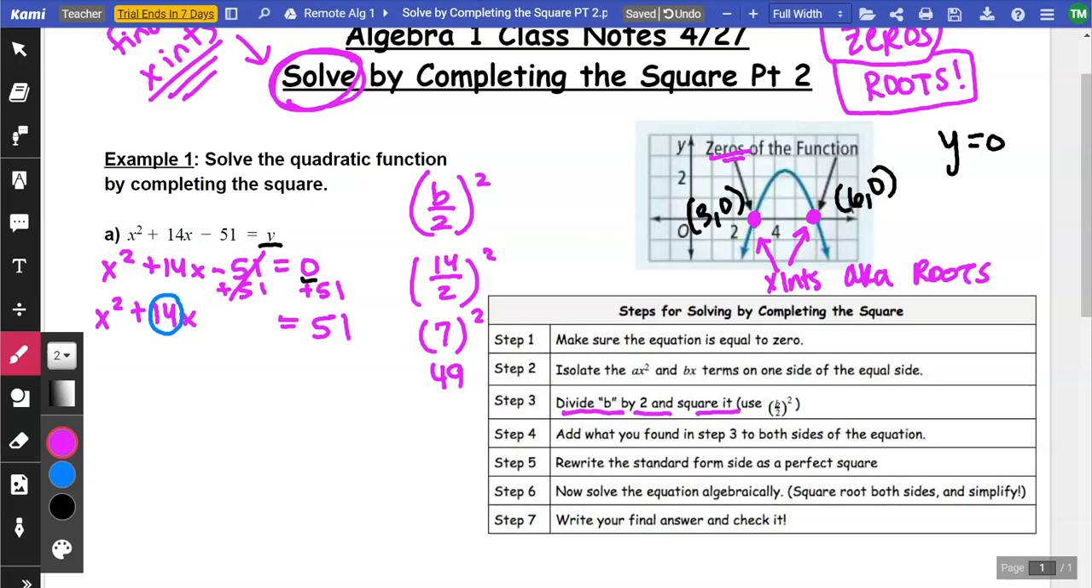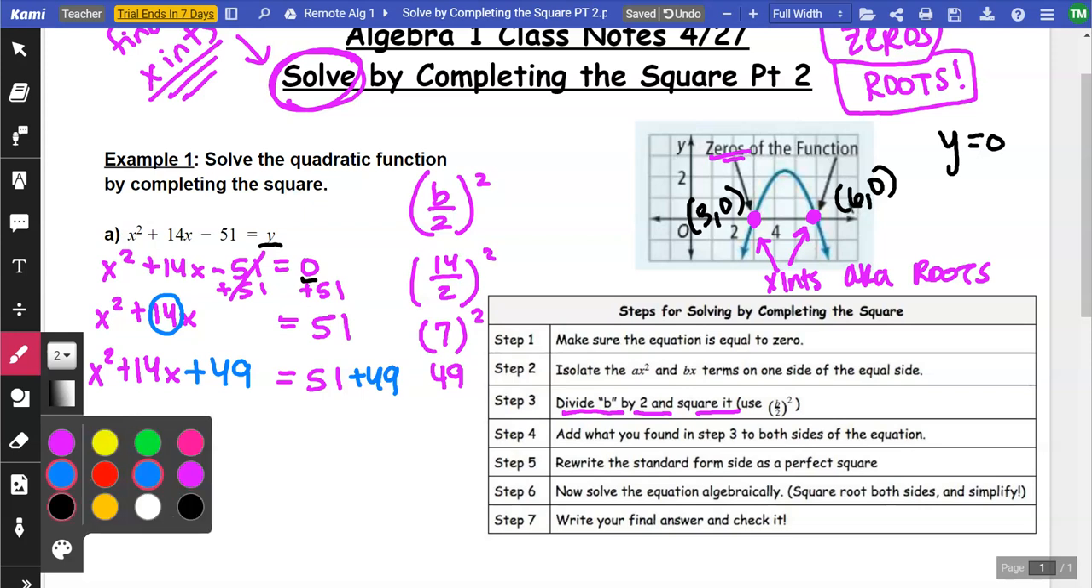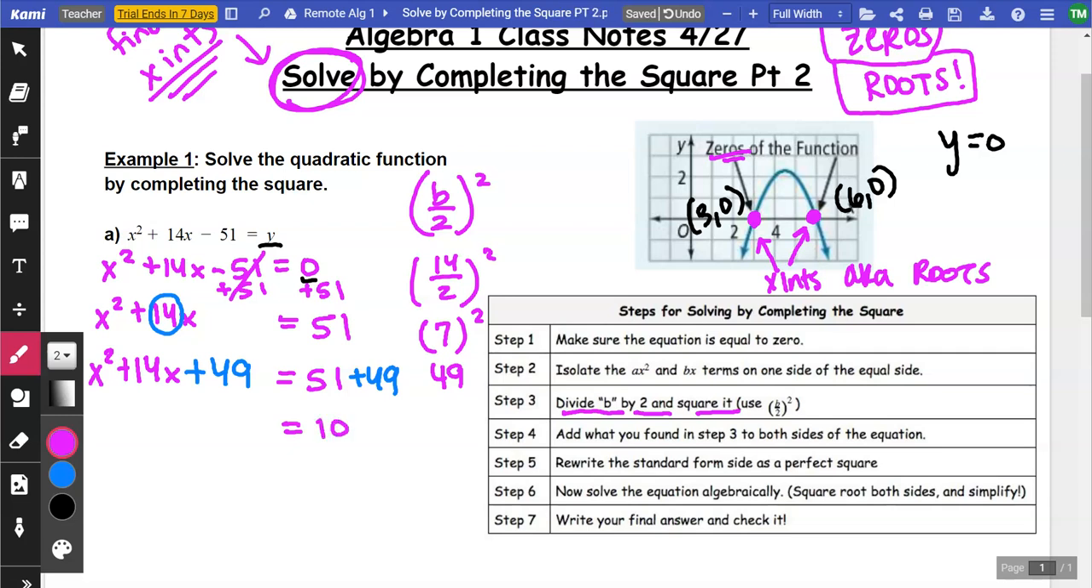So now we're going to add what we found in step 3 to both sides of the equation. So we're going to take x squared plus 14x equals 51, and we're just going to add that 49 to both sides. What we do to one side of an equation, we have to do to the other. If I add 49 to one side, I also have to add it to the other side. So I'm going to go ahead and simplify that right side. What is 51 plus 49? I believe that's 100. I wish you guys were here to correct me when I make mistakes. I missed that. All right.